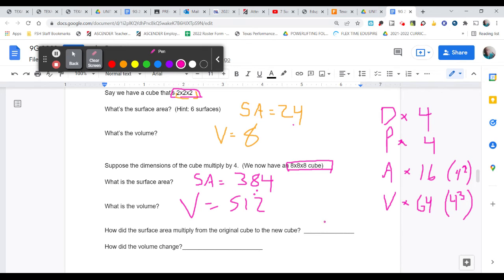So it'll just multiply by the number of times the dimensions multiply, to the third power. Yep.